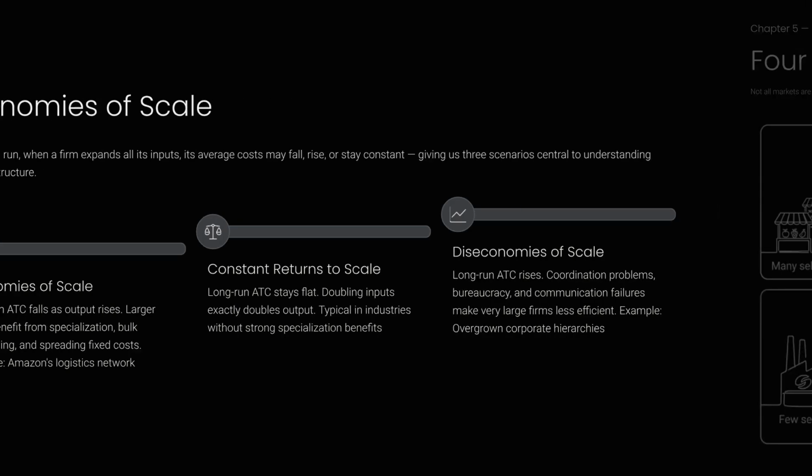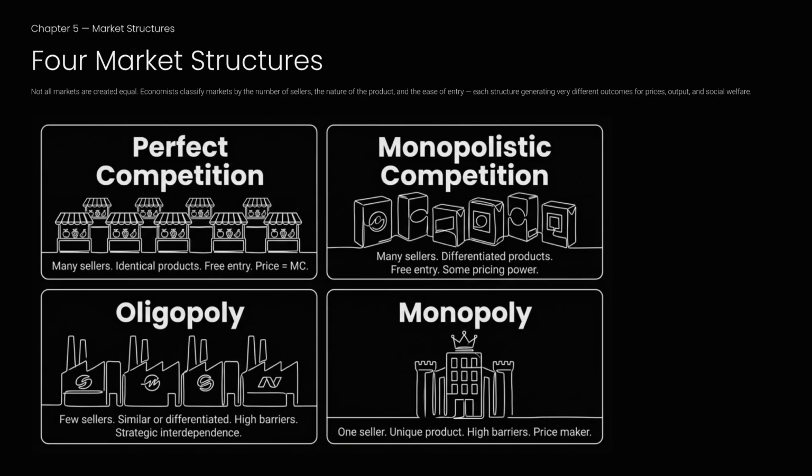Chapter 5 covers the 4 market structures, categorized by the number of sellers, product type, and ease of entry. These include perfect competition, monopolistic competition, oligopoly, and monopoly, each resulting in different outcomes for price and output.